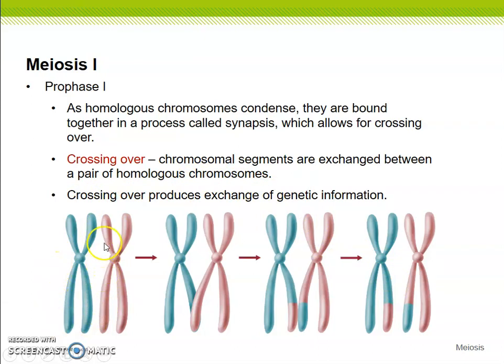This blue one could represent Dad's set of chromosomes, the 2 sister chromatids, and the red could represent Mom. Well, now we have a chromosome that is mostly Dad, but has a little bit of Mom. And we have one that's mostly Mom, but has a little bit of Dad too.